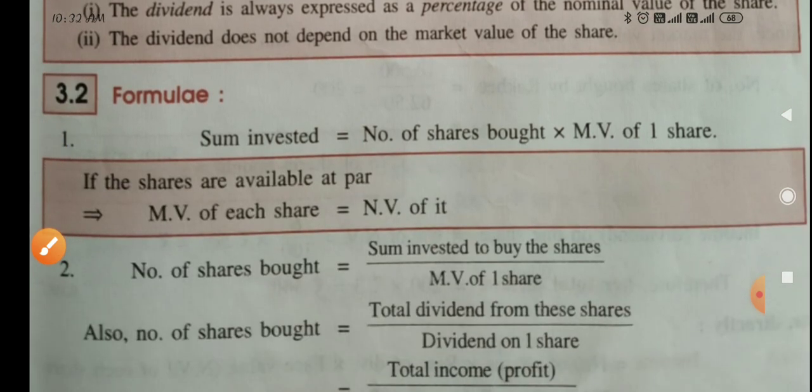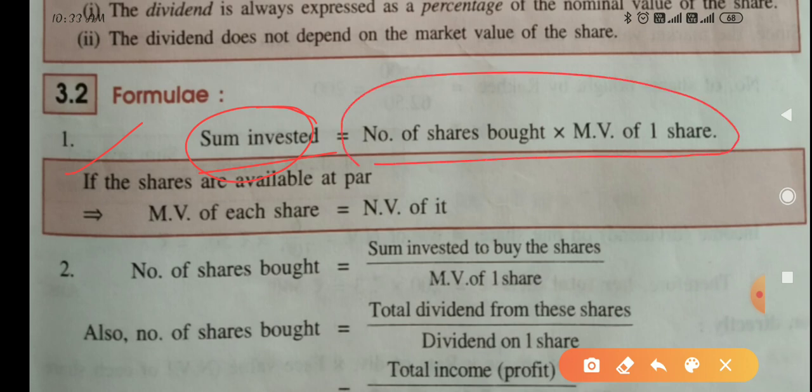You can see the formulas here. First formula, sum invested. If you take these formulae practically, then there is no need to learn them. Sum invested means you are investing some money in the company. Suppose you are purchasing 10 shares at 150 rupees. So it is the number of shares multiplied by the rate at which you are purchasing, that is called MV. So sum invested is the number of shares multiplied by the MV of one share. You can remember or understand this formula.